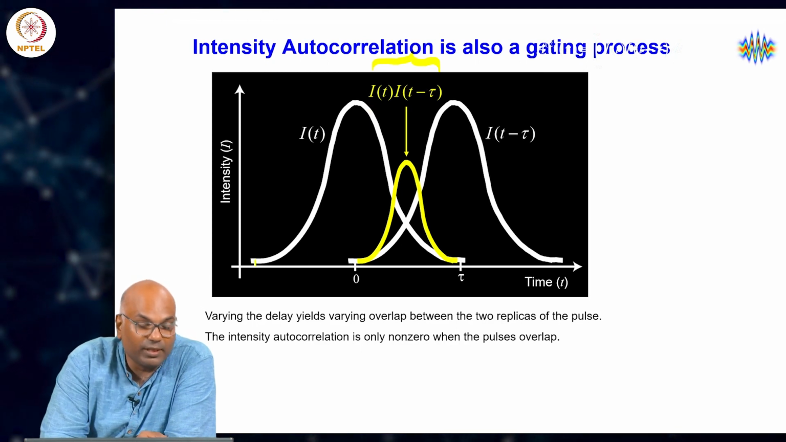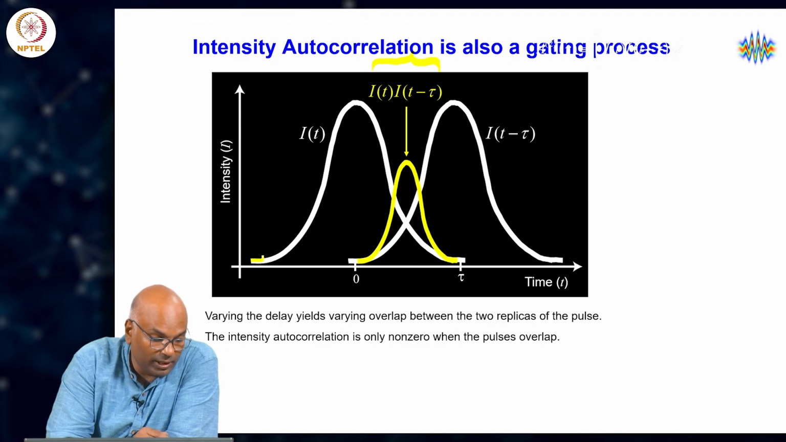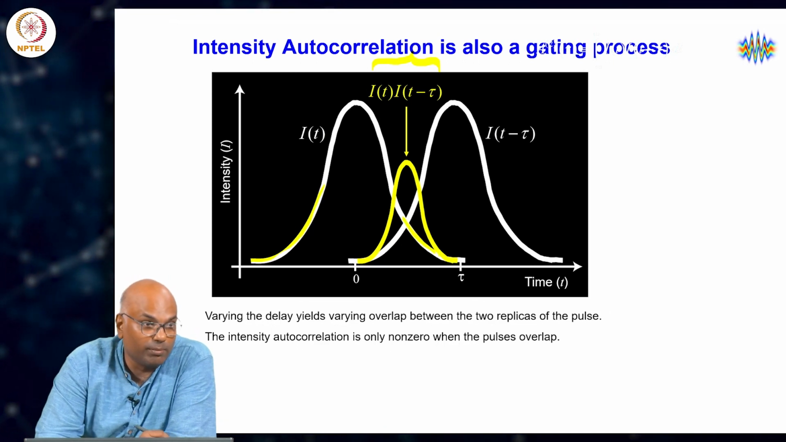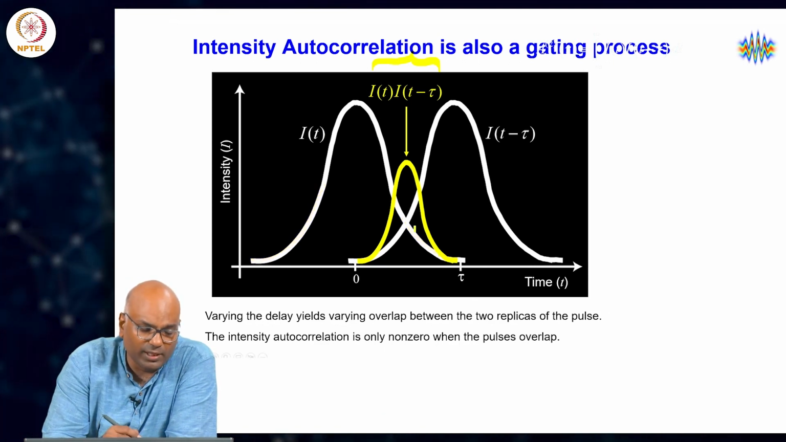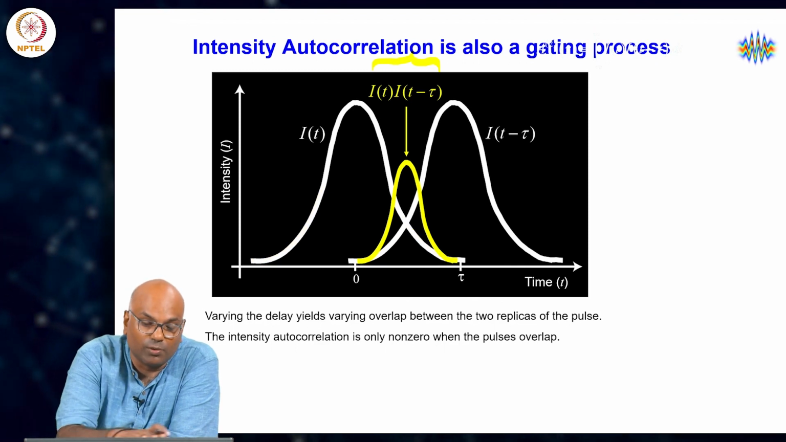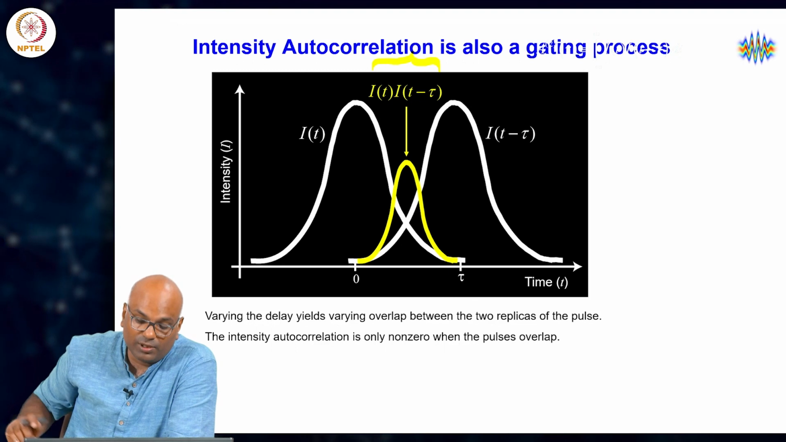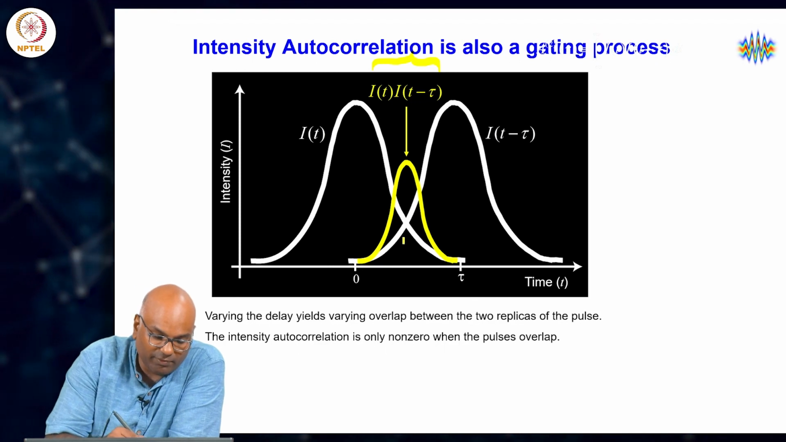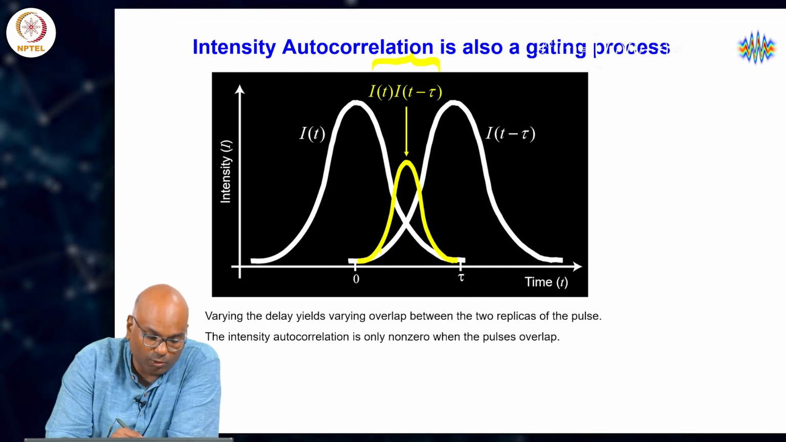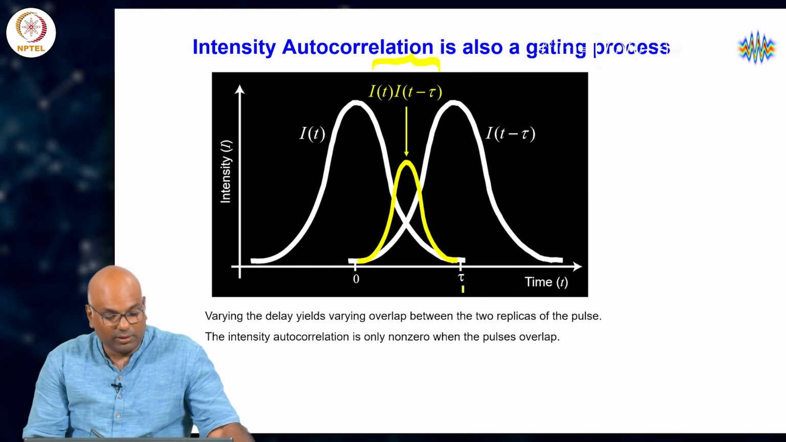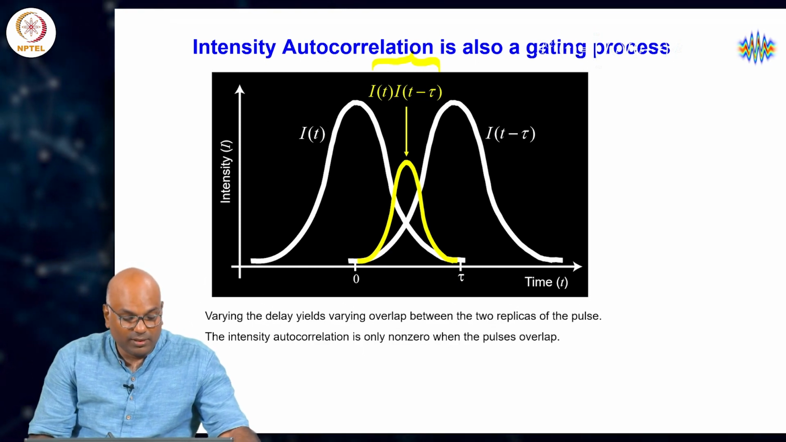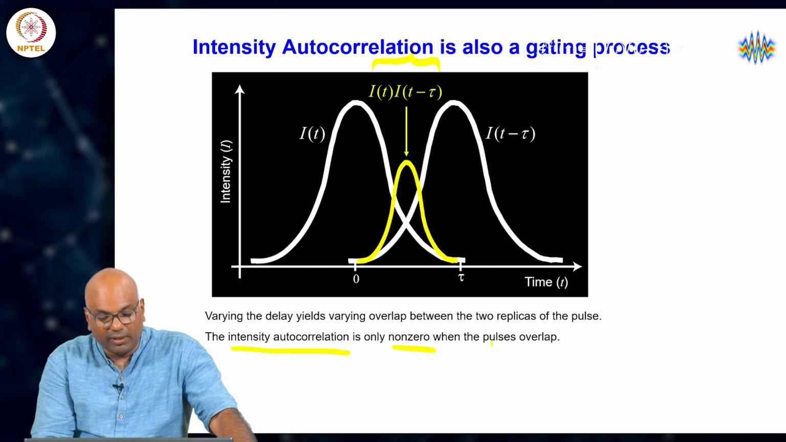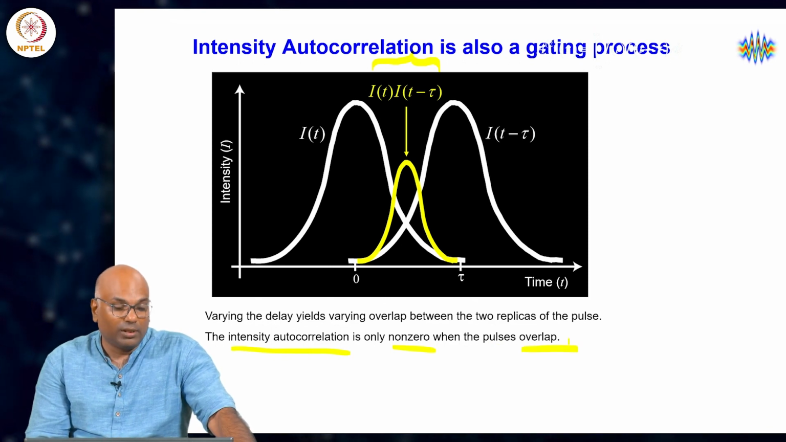Since the pulses normally have a rising edge and a falling edge, right. Otherwise, they are not pulses. By definition, they have a rising and a falling edge. Never mind the fact that they are not always Gaussian. We just take a Gaussian here for simplicity. Then essentially the signal that we are interested in arises out of the overlap region, which is this yellow pulse region which we have here. So, intensity autocorrelation is non-zero only in the region where the pulses overlap. So, overlap is the key to this discussion.